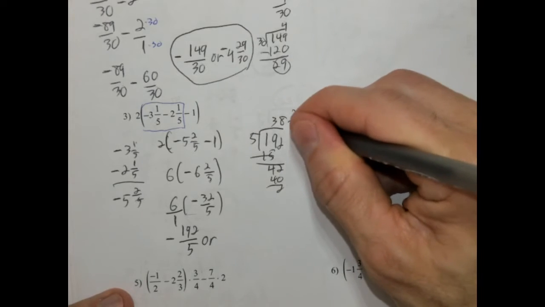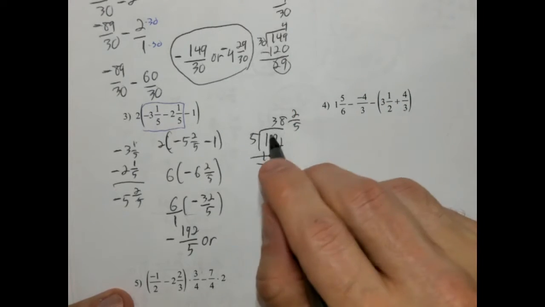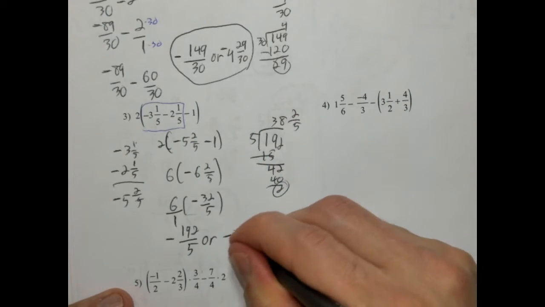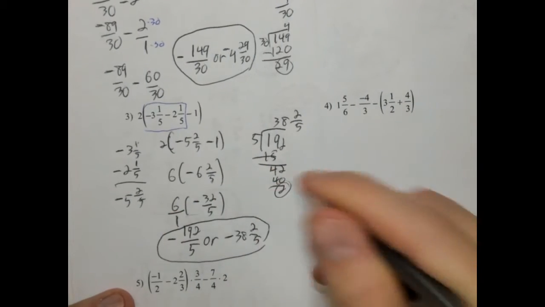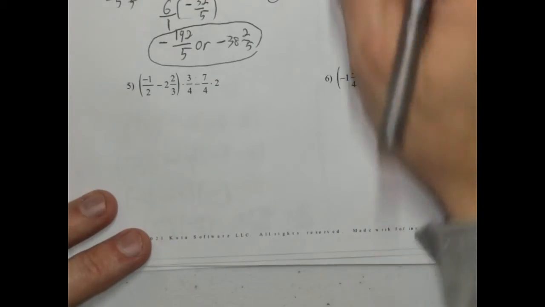Okay, so 2/5. So remainder of 2 there. So 38 2/5. So negative 38 2/5. Let me know if I made a mistake, because these are very easy to make a computational error. And the last one, let's check this one out.